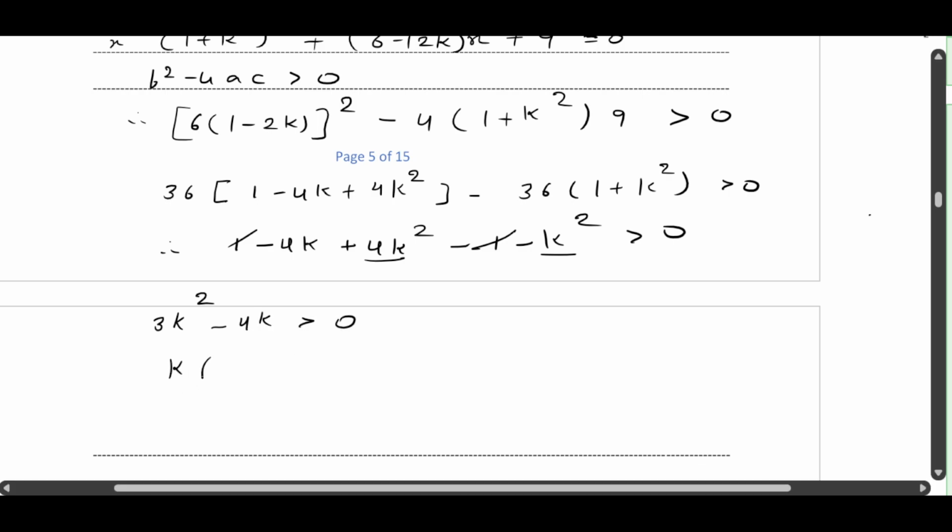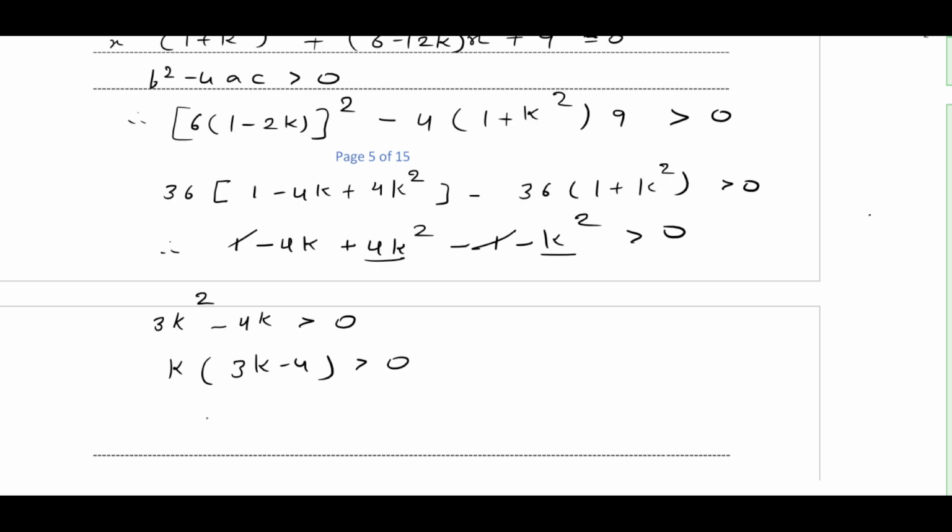So I will take k common. This 3k minus 4 greater than 0. So the product of these two is greater than 0. Now the product of these two terms is greater than 0.